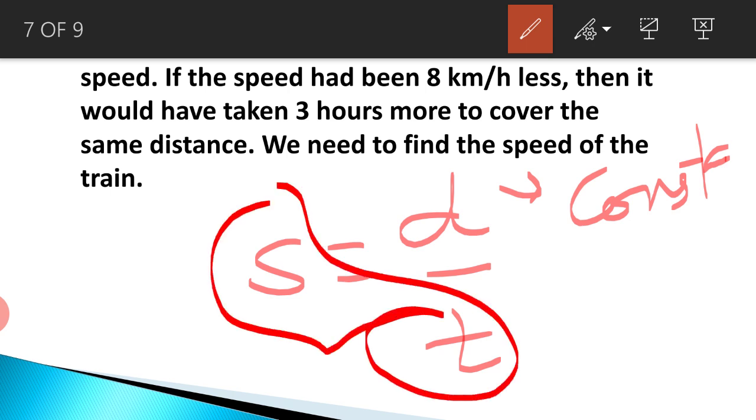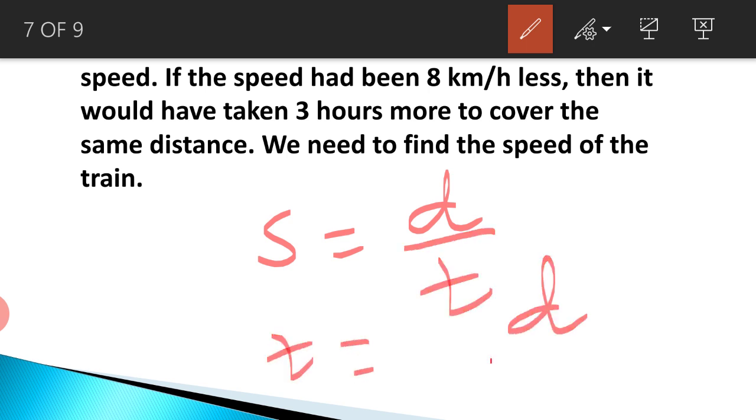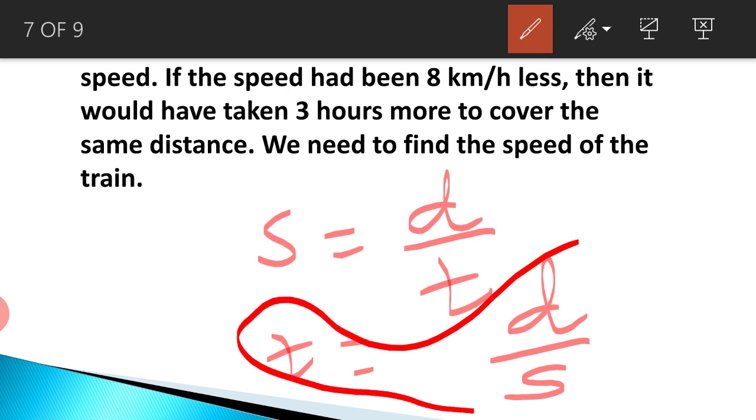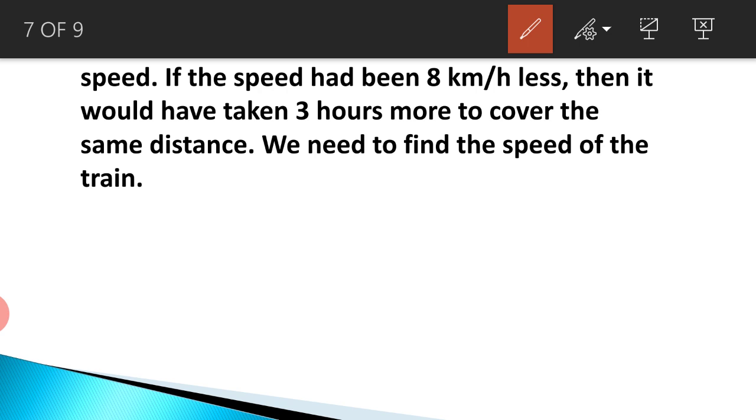S and T. Now can we express time in terms of speed and distance? So yes, we can rearrange the formula. We have S is equal to distance upon time. So can I write time is equal to distance upon speed? Is it okay? Now using this formula we will try to formulate the situations. Here we are talking about two situations, so we clearly take case 1 and case 2 and then try to frame the equation.